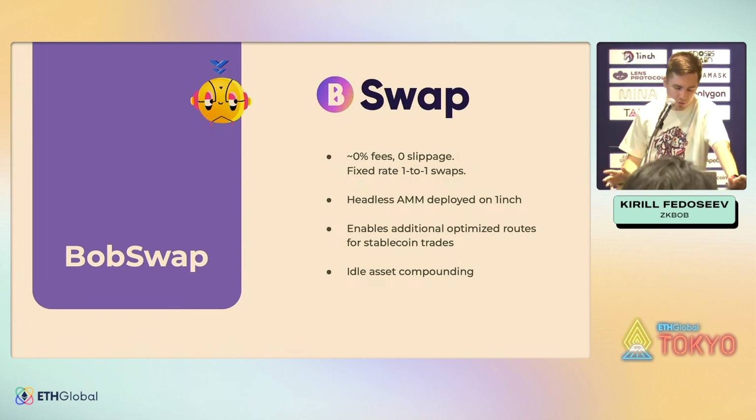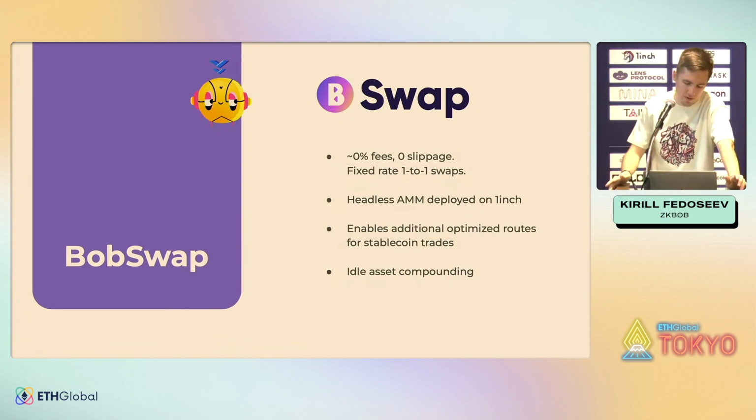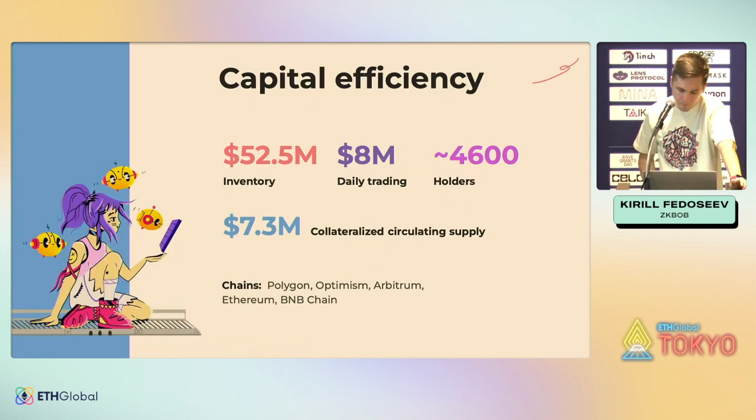And one of the other cool features it supports is called idle asset compounding. Whenever somebody locks some USDC or USDT in the BobSwap contract, this can be automatically compounded into some of the blue chip lending markets like Compound or Aave to earn some additional and notable yield for the protocol revenue, which is also a cool feature to have.